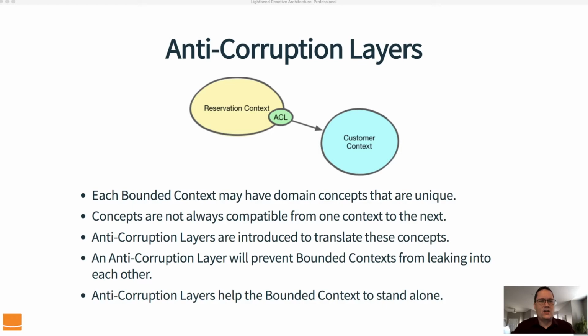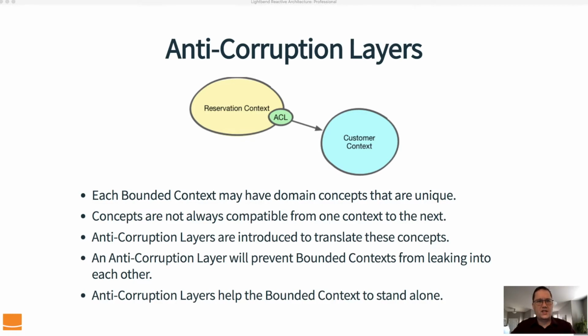Now, how is that anti-corruption layer implemented? A common way to implement it is as an abstract interface. The abstract interface represents the pure domain representation of the data. And then we have an implementation of that interface, which does the necessary translation. That's an infrastructure component that does that translation.